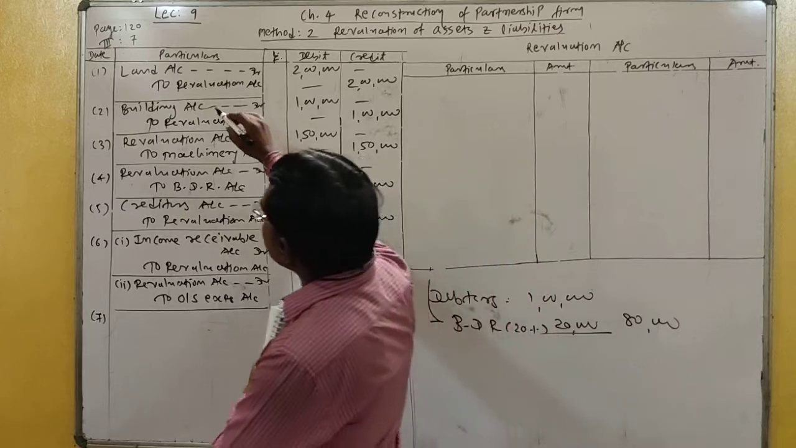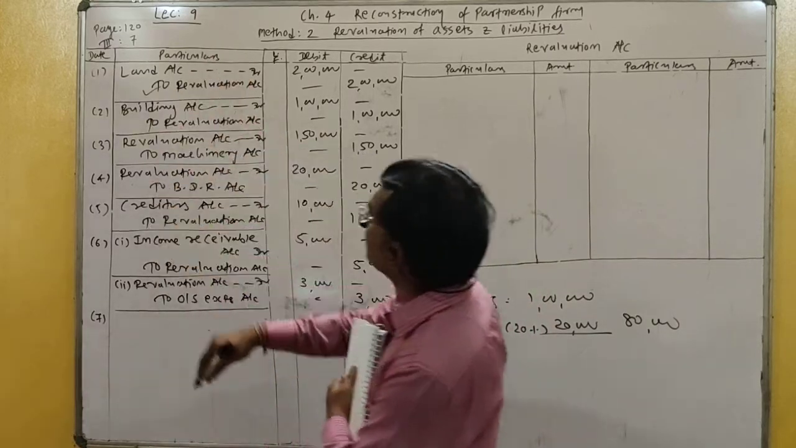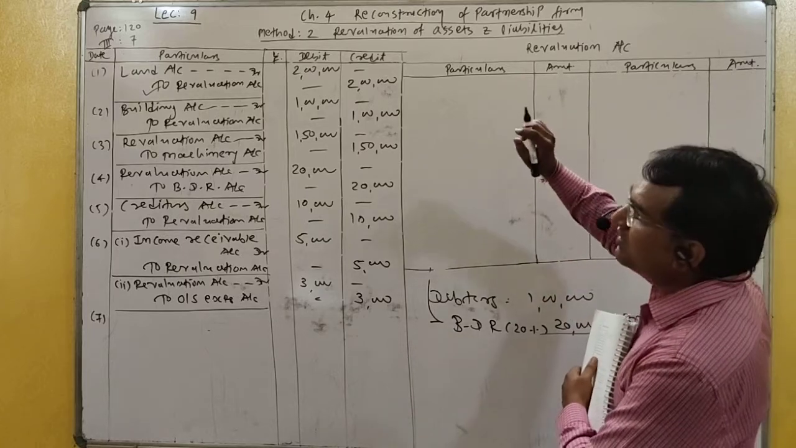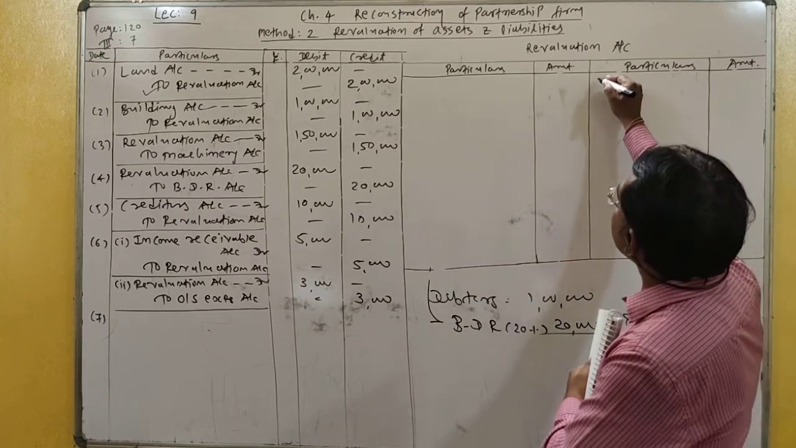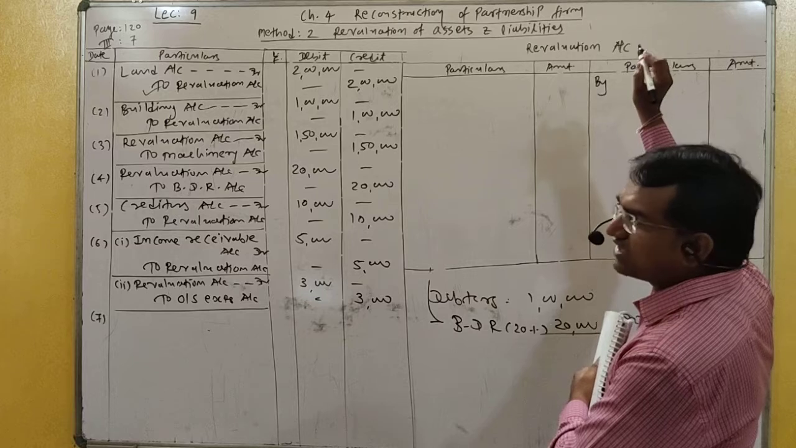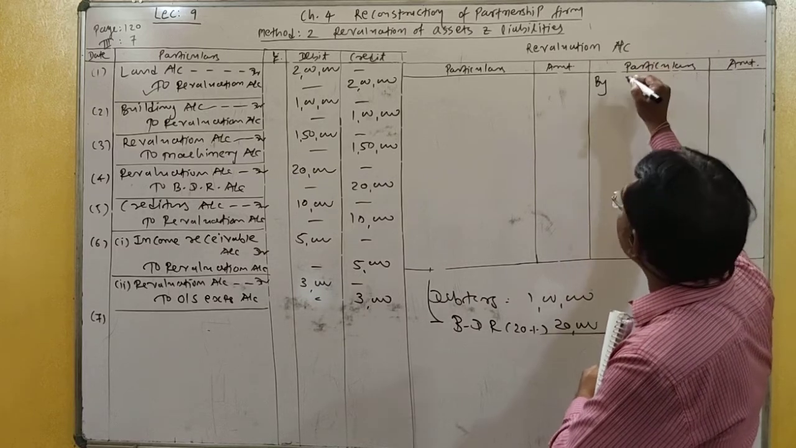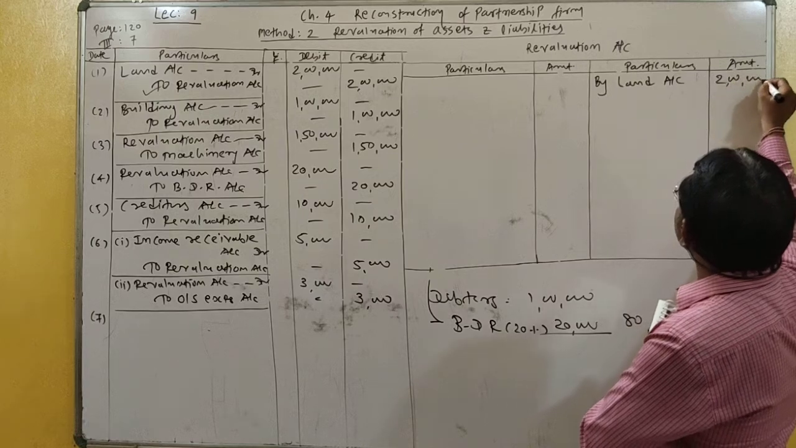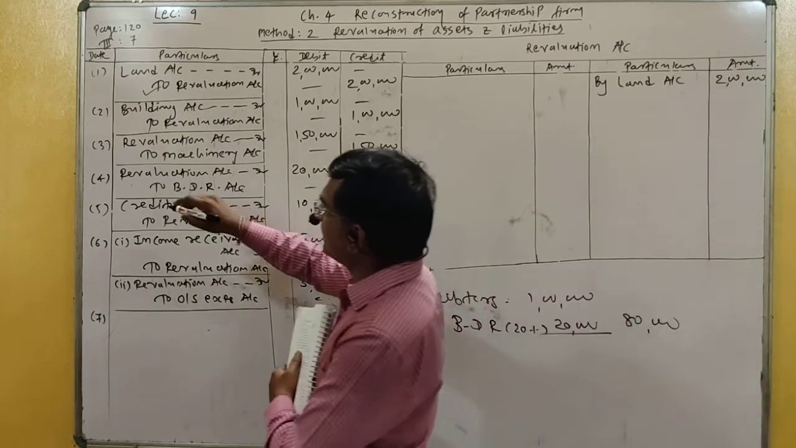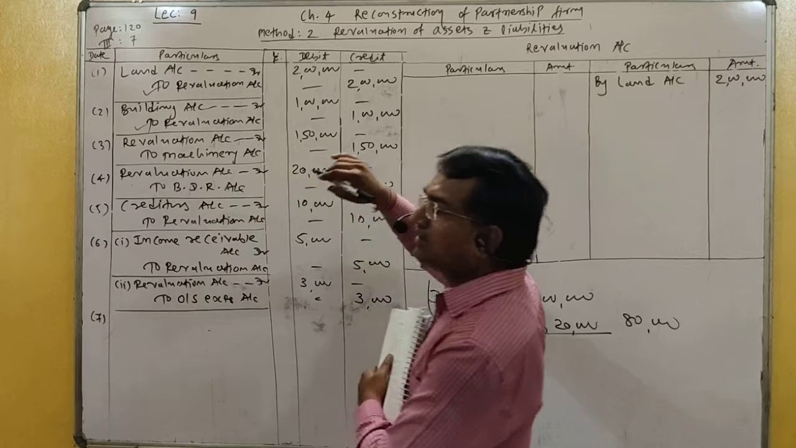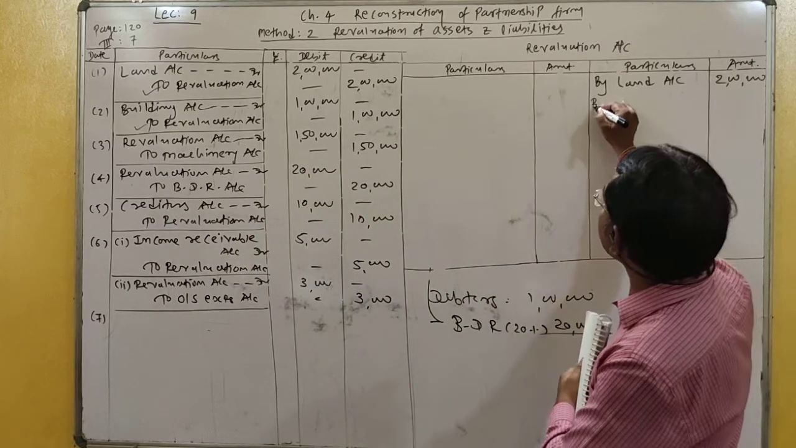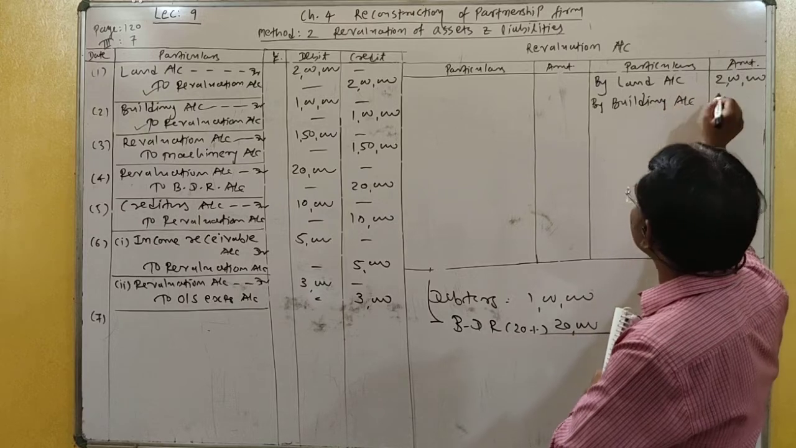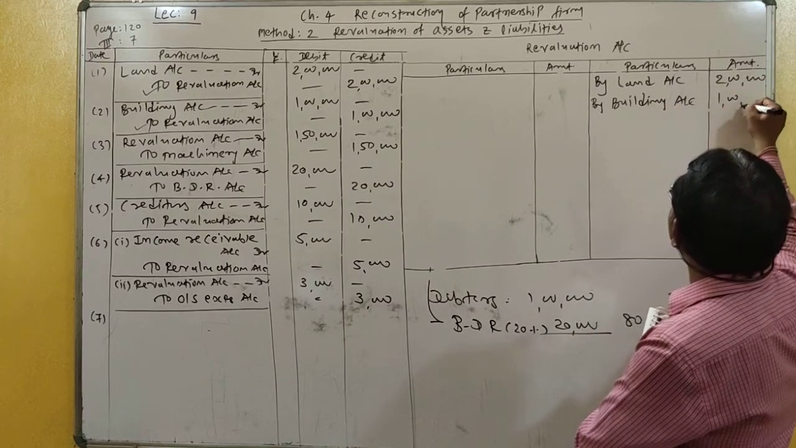The first journal entry is land account debit to revaluation account. So according to the rule of posting, revaluation account is credited. So we have made posting on the credit side of revaluation account by land account. How much? 2 lakh. Second entry, again revaluation account credited. So credit side of revaluation account by building. How much amount? 1 lakh.